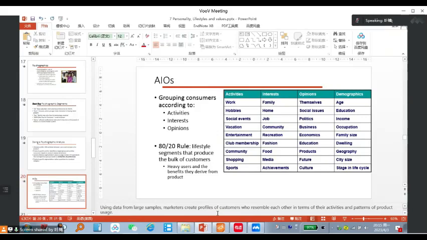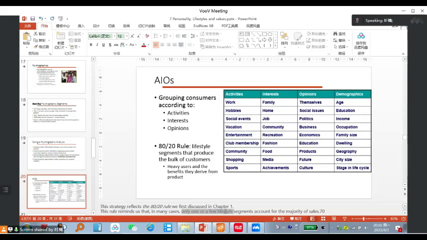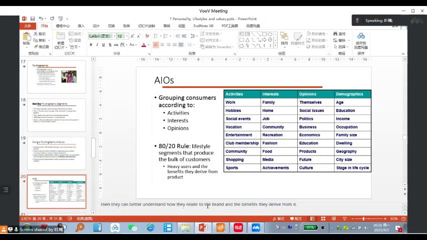So using data from large samples, marketers create profiles of customers who resemble each other in terms of their activities and patterns of product usage. The first step is to determine which lifestyle segments yield the bulk of customers for a particular product. In many cases, only one or a few lifestyle segments account for the majority of sales. Psychographic techniques can help marketers identify these heavy users, and better understand how they relate to the brand and the benefits they derive from it.